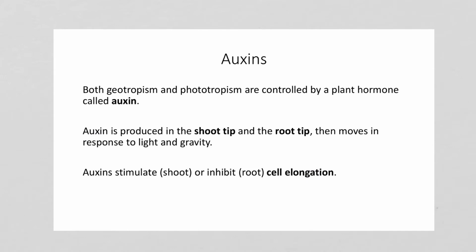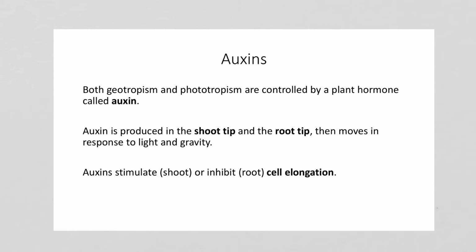Auxins are the most important plant hormone that we're going to be talking about. If on a test or an exam you have a question about a plant hormone and you have absolutely no idea what hormone it could possibly be, just write the word auxin. It's much more likely that it'll be auxin than one of the other plant hormones. Auxins are super important, and most of the AQA GCSE spec is about auxins. So both geotropism and phototropism are controlled by this hormone called auxin.